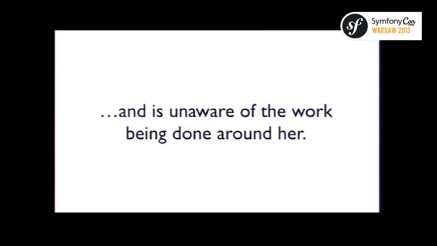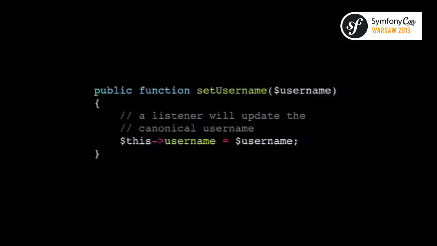So the model doesn't do any work, and it's also unaware of work that happens around it. Your setter would just look like this, and then a listener will come in later, the listener being the servants around the Downton Abbey family, whatever their name was, I forgot. And then it'll come in later, once this class gets into the persistence layer, and set the username canonical field.